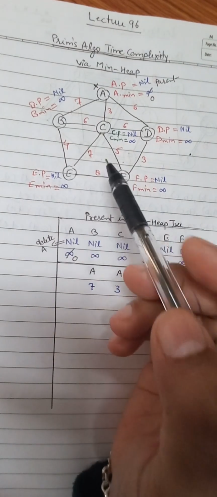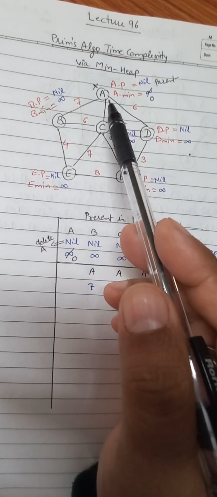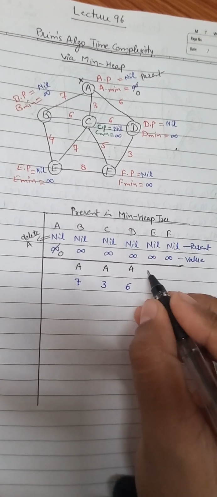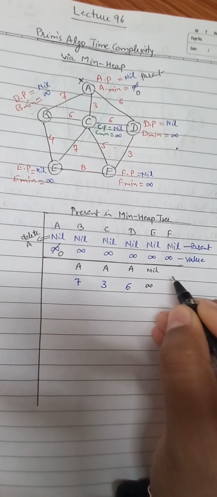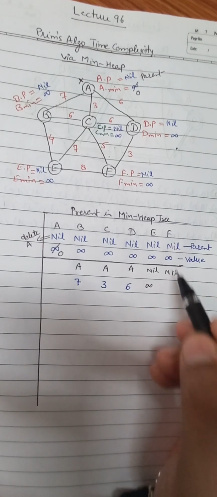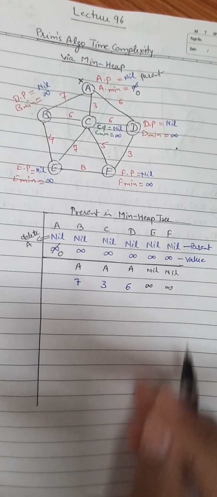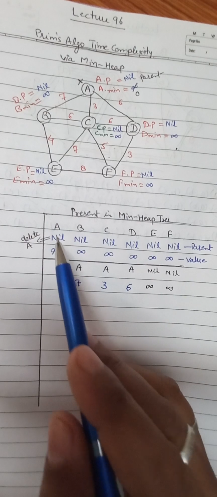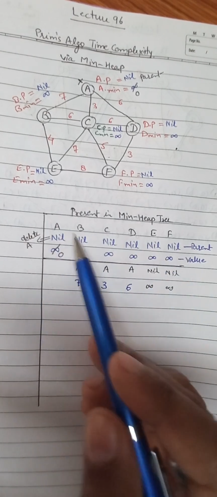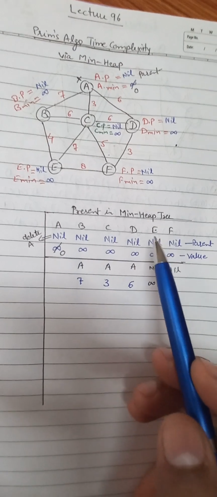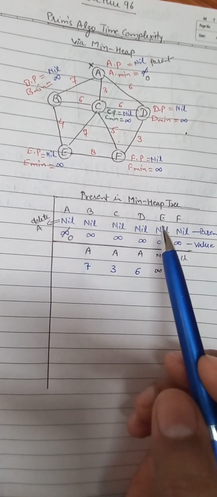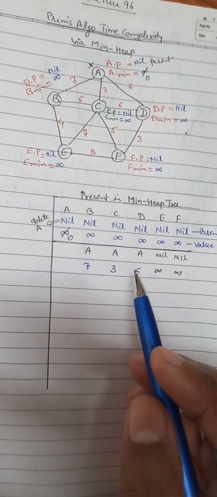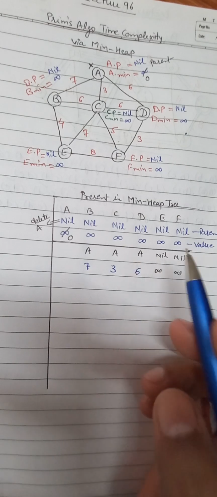But the thing is that E and F are not adjacent to A. So that will remain the same, its parent will remain nil and the value will remain infinity. In the case of F also, parent will remain nil and value will remain infinity. So we can see here, however many vertices there are, that much time it will take to find which one we need to delete. This is the first one, we suppose that we are deleting A, but next we have to find the one with minimum weight and delete it.